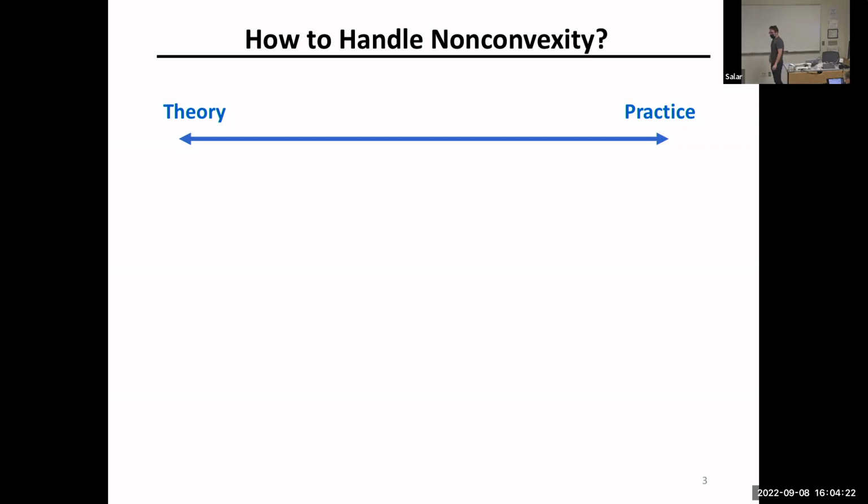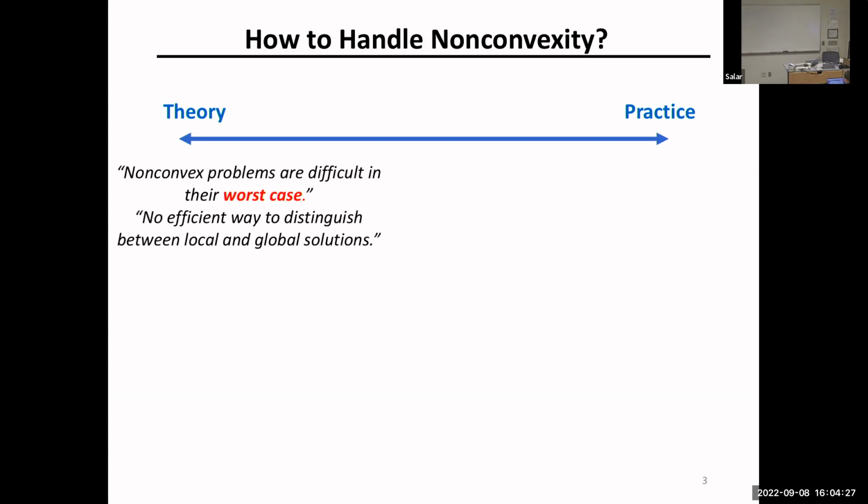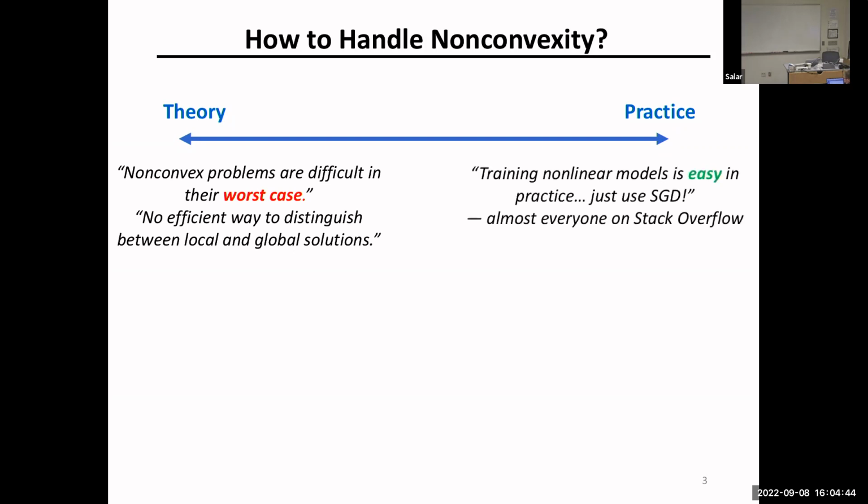Depending on who you ask these questions, you may get different answers. If you're on the theoretical side, you would probably say solving nonconvex problems is very difficult in the worst case. In many cases, the main reason behind the difficulty of these problems is that there is no efficient way for us to distinguish between local and global solutions. If you ask the same question of practitioners, you would probably hear answers like: training nonlinear models is easy, just use SGD. So the question must be asked: why is there a gap between theory and practice?